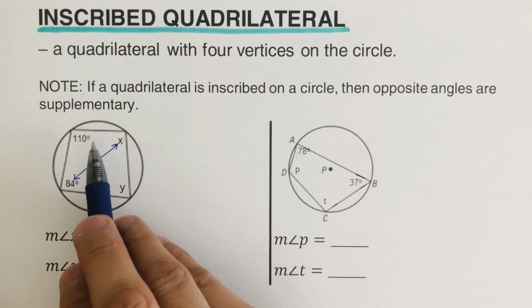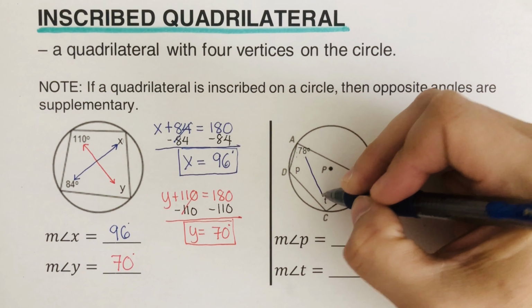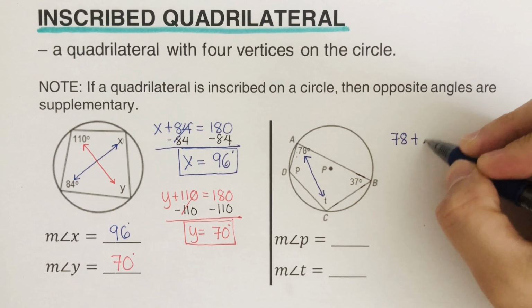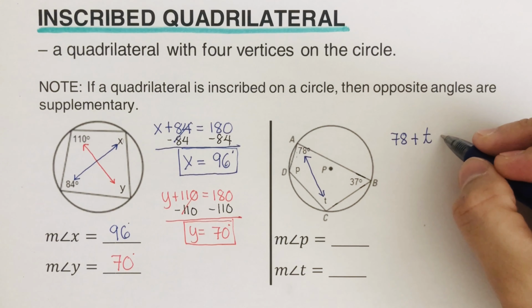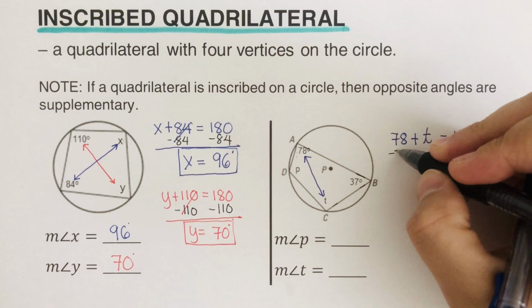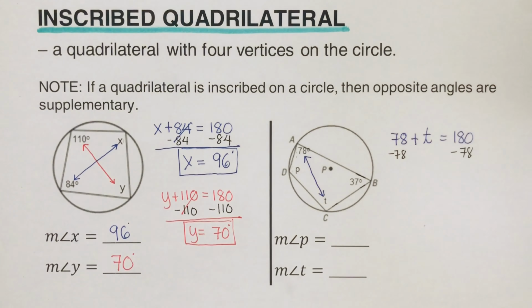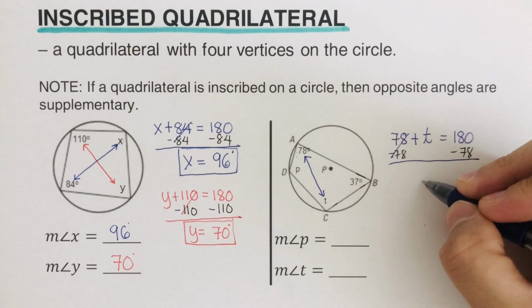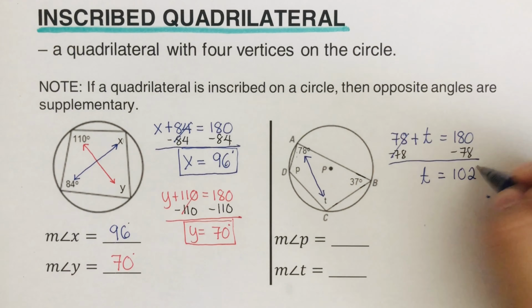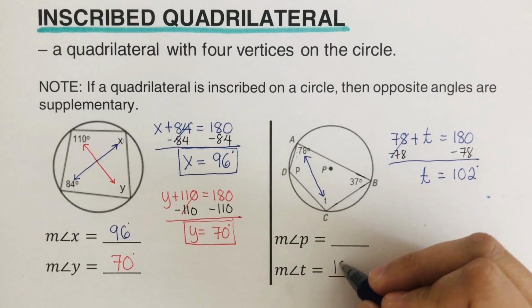Okay, so we go over the problem here. Again, the angles that are across from each other are the opposites. We're going to add them together since they are supplementary and set them equal to 180. In this problem, these two are supplementary. So I can write 78 plus t, that's angle t that we're looking for, equals 180. From here, we subtract 78 from both sides. So our angle t is 102. That's the measure for our angle t.